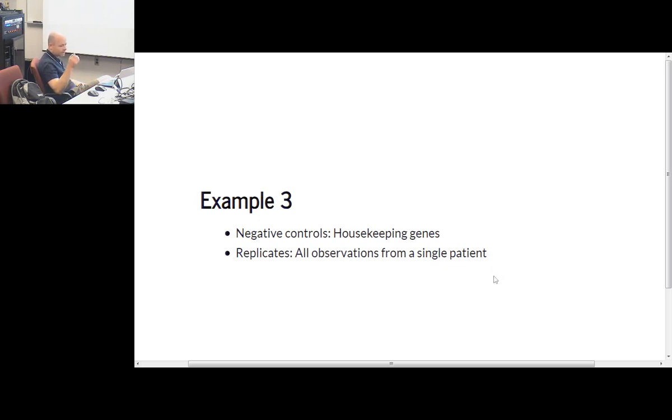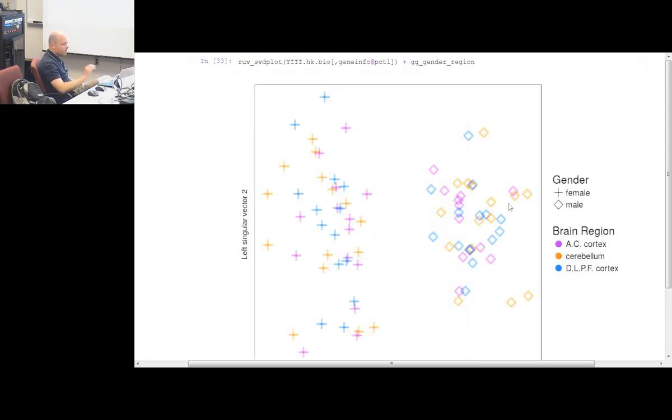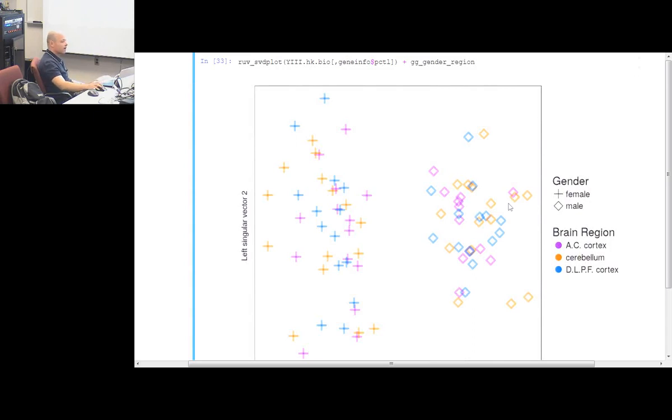So for each patient, there's the 3 different tissue samples from the 3 different brain regions, and each of those are sent to 3 labs. So for each patient, there's 9 microarrays. I'm going to use all of them as my notion of a replicate. And again, for the negative controls, I'm using housekeeping genes. So now the mapping matrix looks like this. These first 9 are all from patient 1, the second 9 are all from patient 2, and so on. And now, after I adjust this way, the biggest source of variation is the difference between men and women.